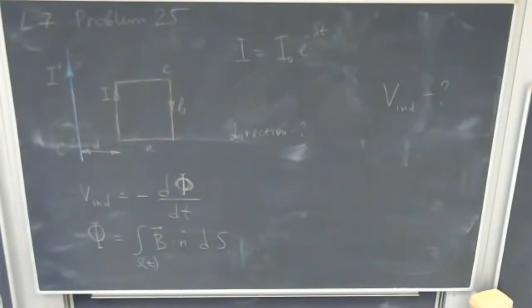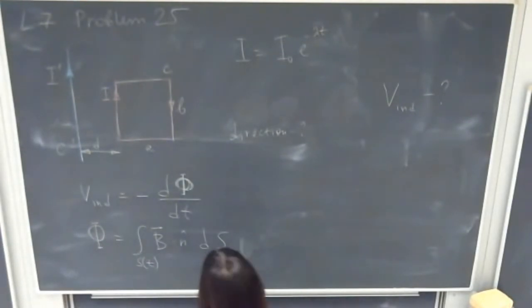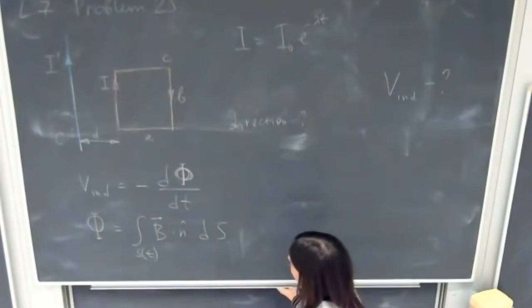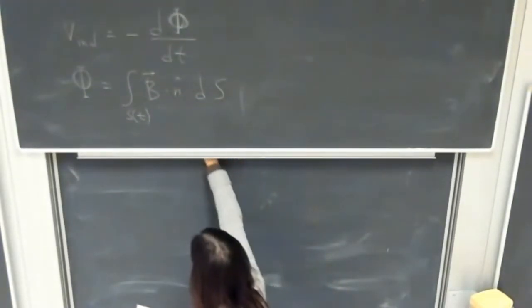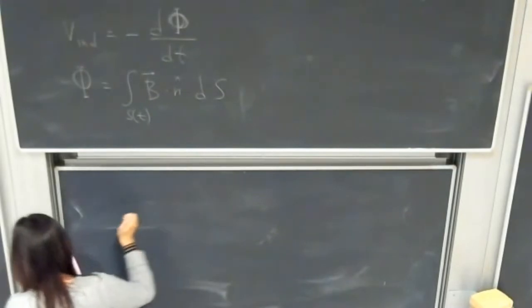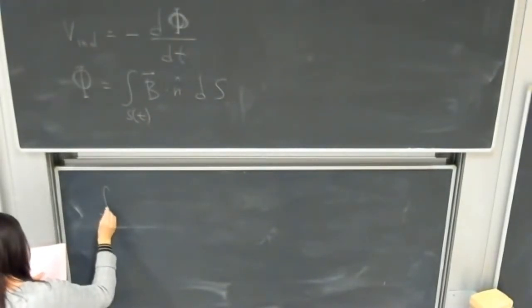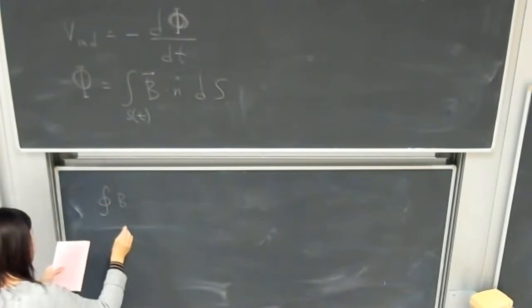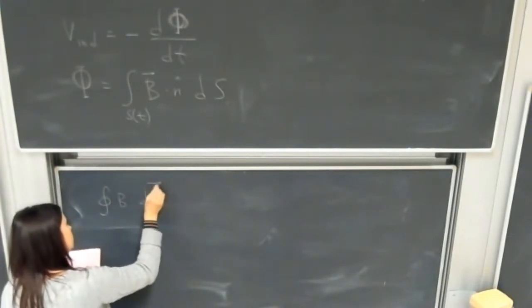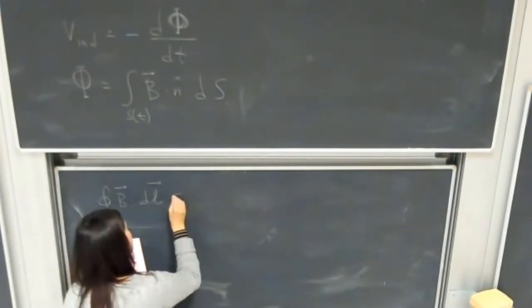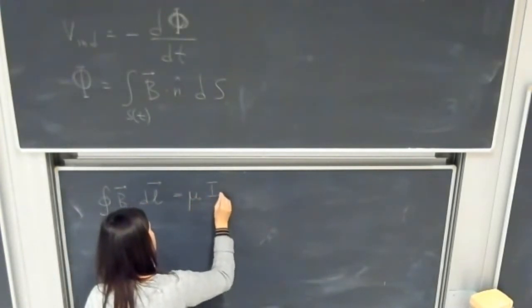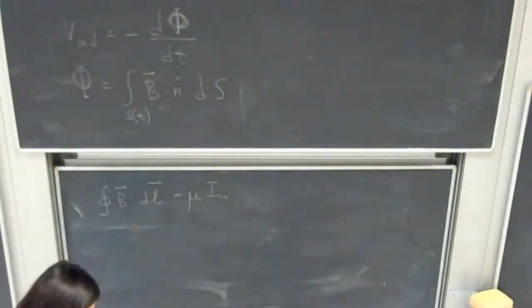And B, since we have a current, we can find using Ampere's law. This was page 5. B is given by the enclosed current.